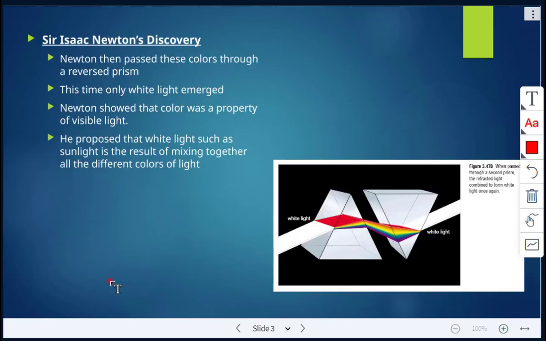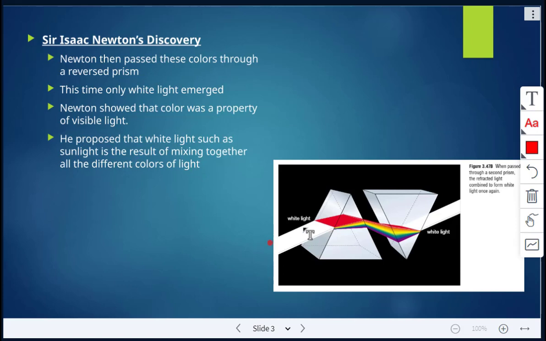All right, so continuing with his discovery, what he did was he took a second prism. Okay, so he reversed the prism, so it's the other way around, and then he passed these colors through this reversed prism. And this time he saw that only white emerged. So what he showed here is that color was a property of visible light, and he proposed that white light, such as sunlight, is the result of mixing together all of these different colors of light.